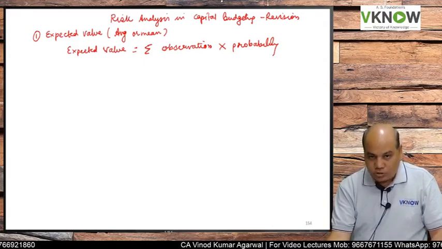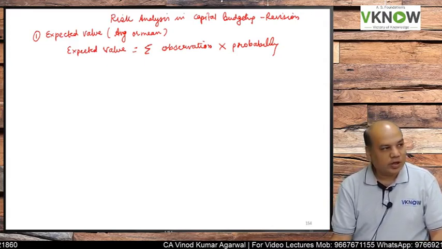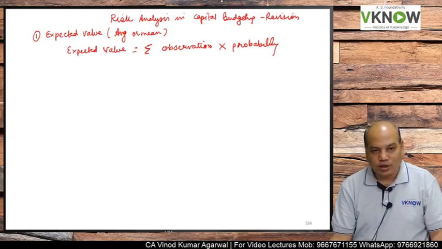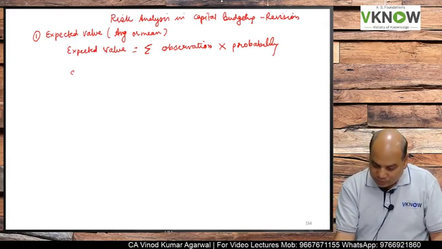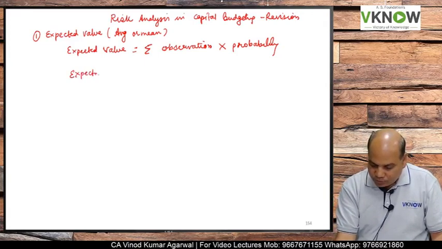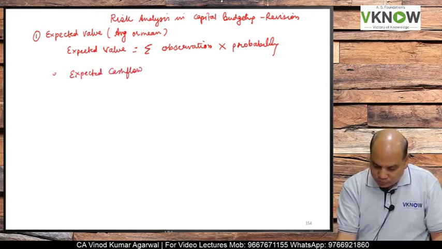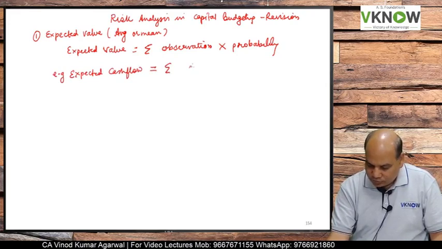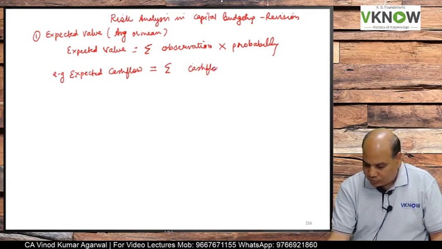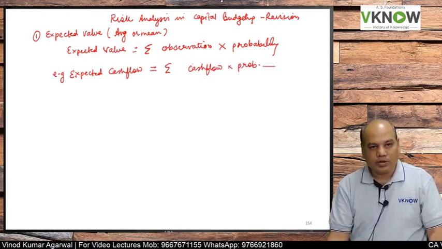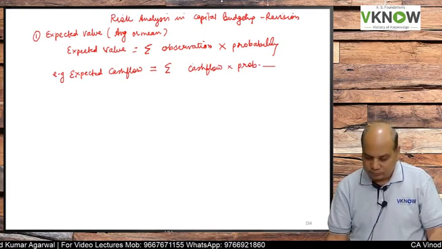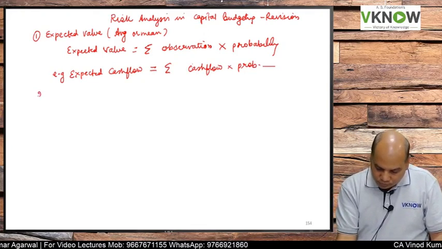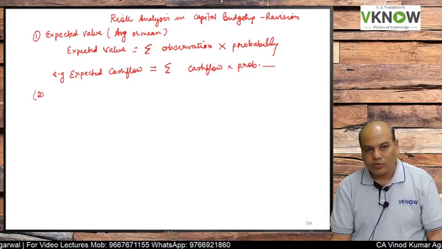Observation can be cash flow, cash inflow, or cash outflow. For example, if you have to compute expected cash flow, then you will take the summation of cash flows multiplied by their probability. Is it right? So that gives you expected value.